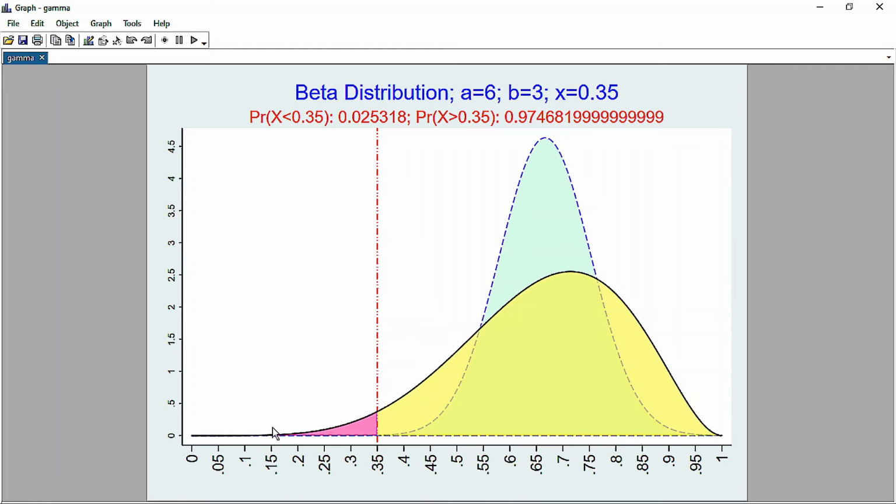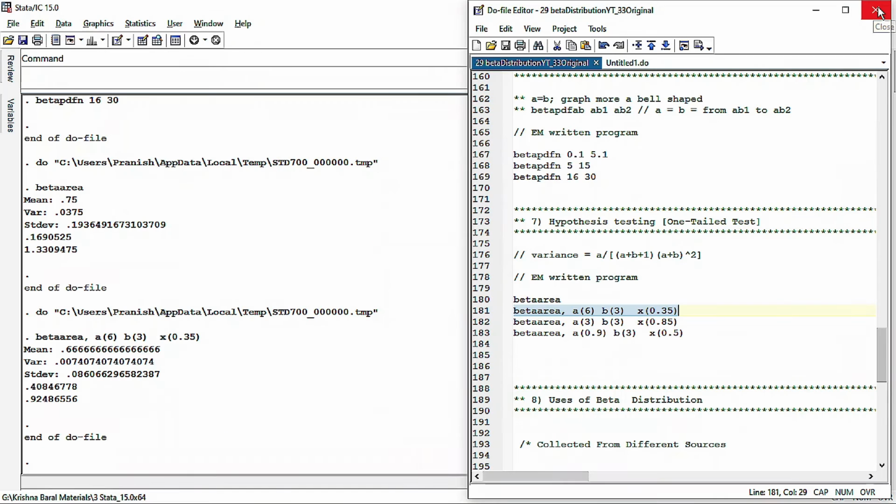In other words, we say that we don't belong to this null region because it is only 3%, and this 3% cannot explain the features of this null distribution. That is why we reject the null, and we conclude that the value of x is less than 0.35. While for the right tail test, our p-value is 97%, which is greater than our alpha value. That is why we fail to reject the null in this case, and we conclude that the value of x is 0.35.